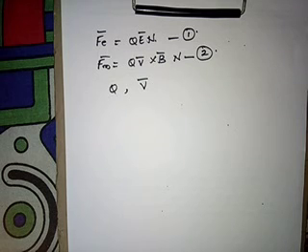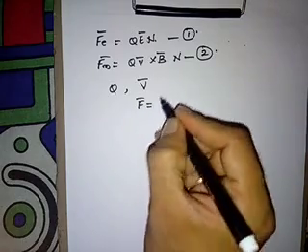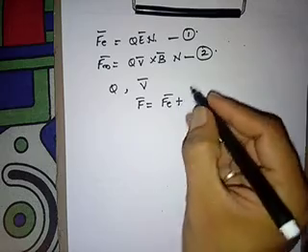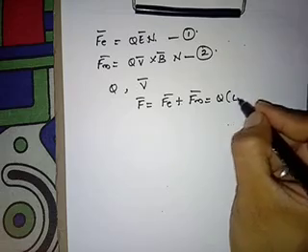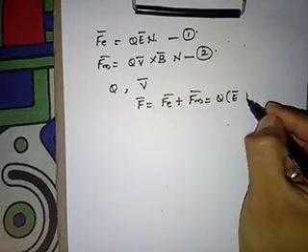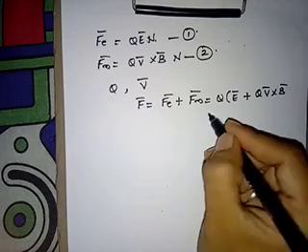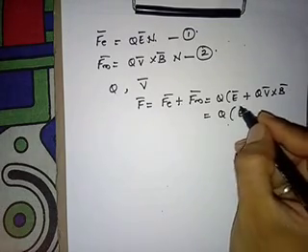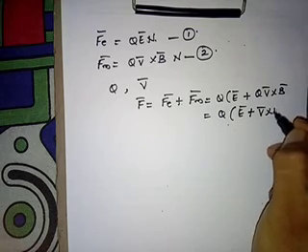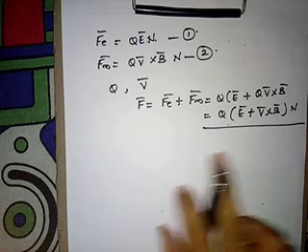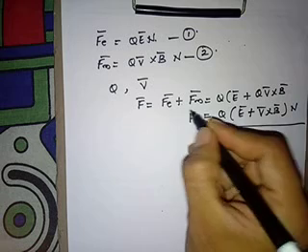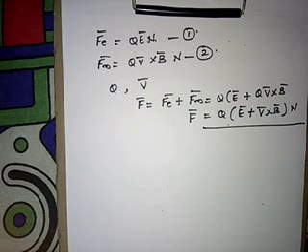So the total force is given by F bar is equal to Fe bar plus Fm bar, which is Q E bar plus Q V bar B bar. Q is common, so I'll take it outside: Q into E bar plus V bar into B bar, newtons. This is the total force experienced by the charge Q, which is moving at a velocity V bar in both electric and magnetic fields. So this equation for force F bar is called the Lorentz force equation.